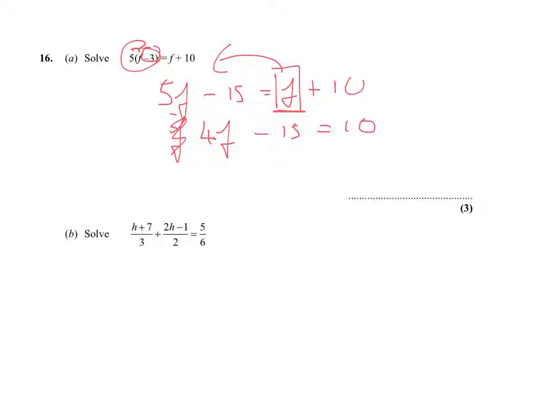So something take away 15 is 10. As we've done before, we would cover that thing up there. Something take away 15 is 10. That something would be 25, wouldn't it? So that 25 is equal to this thing here, which is 4f. So 4f is 25. Divide by 4 on both sides. How many 4s fit into 25? Well, it's 6 and a quarter, or 6.25.